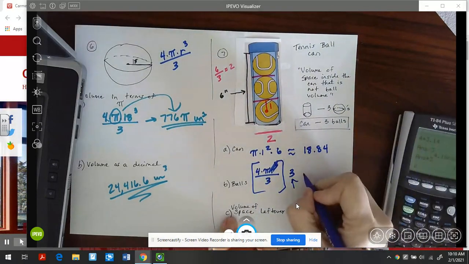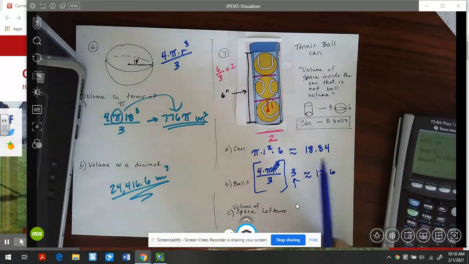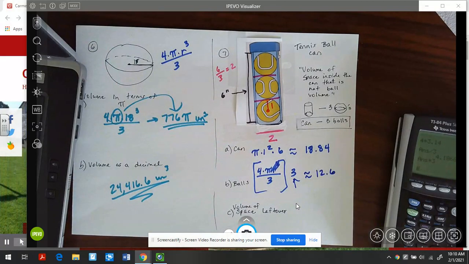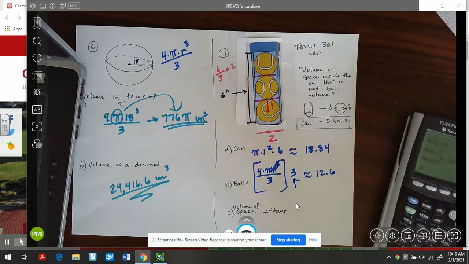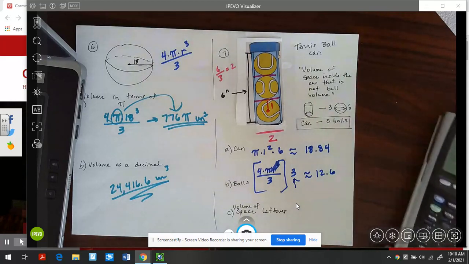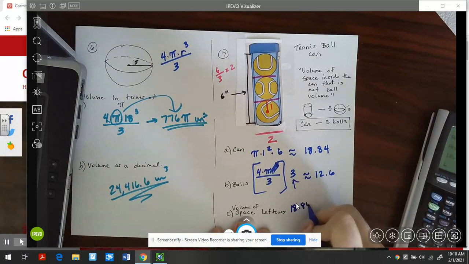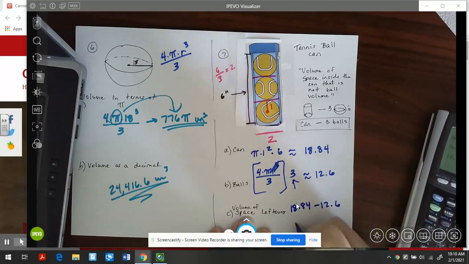So I have the can, I have the 3 balls. Please now compute the volume of the space left over that's in the can around the balls. So we just subtract, and that answer should be 6.2. And this was inches.